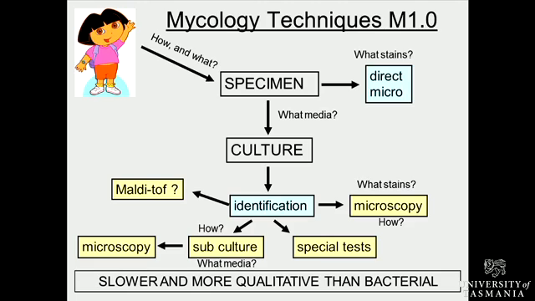Cotton blue is just a blue stain. It's not actually a good stain. There's no differentiation between different organisms. It just stains blue, which makes it easy to see. And the lactophenol part of it makes the stain stable.